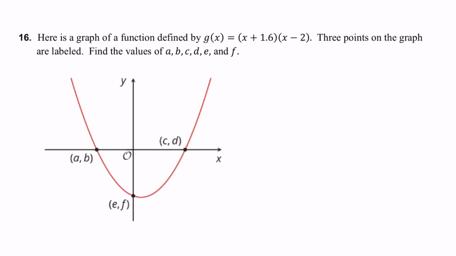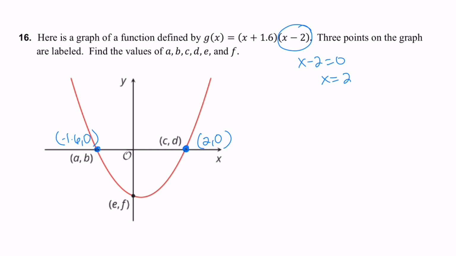Okay, now here is just a bonus question. If I set these equal to 0, I'm going to have x plus 1.6 equals 0. So if I subtract 1.6, I'll get x equals negative 1.6. So the point right here is negative 1.6 comma 0. And then if I set this equal to 0, I'm going to have x equals 2. So this point right here will be the point 2, 0.